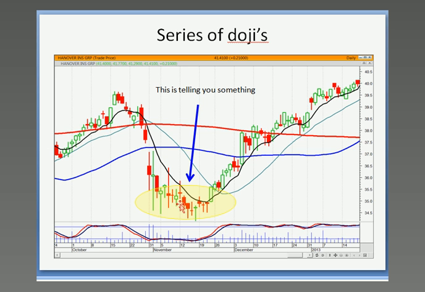Boy, if that goes back up to where I bought it, I want to get out. So you keep holding it until you're down so far you just say, I can't stand it anymore, get me out of this trade. Well, that's called eating like a bird and pooping like an elephant. It's exactly backwards of what you should be doing.